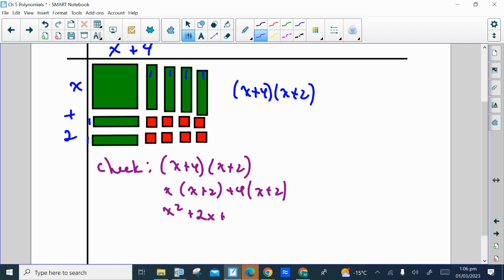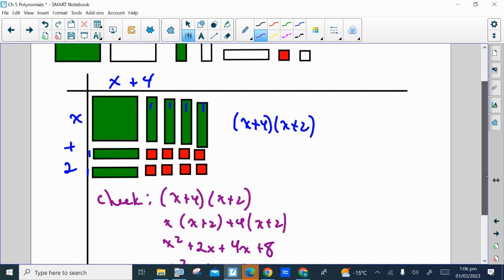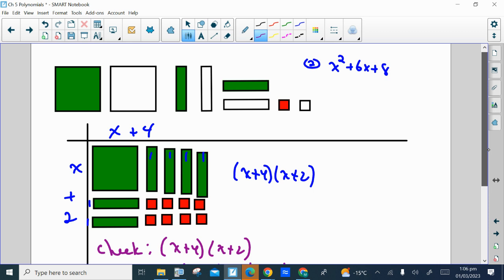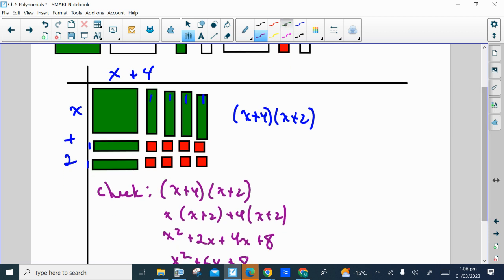Multiply binomials together, and we do that using distributive property. So when you multiply them out, you'll get that. When you collect the 2x and the 4x together, you will get 6x, which is what we started with, x squared plus 6x plus 8. So we have just shown that these are the correct factors. We've just shown that by checking.